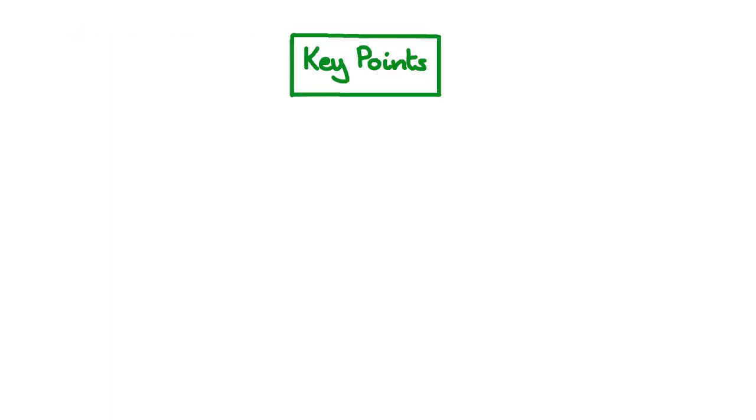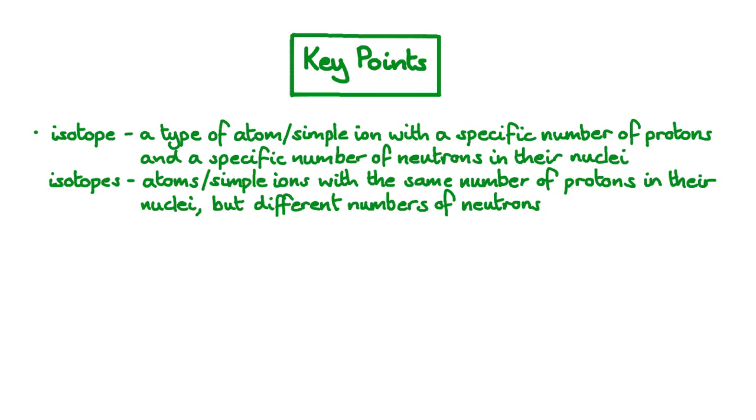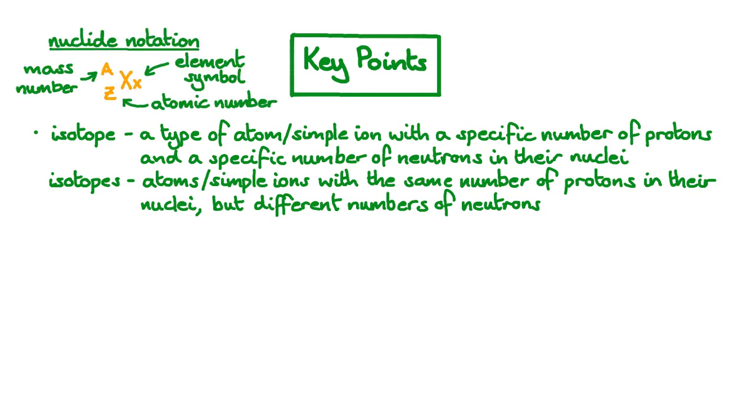Now let's have a look at the key points. Simply put, an isotope is a type of atom or simple ion with a specific number of protons and a specific number of neutrons in their nuclei. So isotopes are atoms or simple ions with the same number of protons in their nuclei but different numbers of neutrons. For example, the isotopes of carbon all have the same number of protons, 6, in their nuclei, but different numbers of neutrons. Isotopes can be represented using nuclide notation, where the mass number and atomic number are attached to the element symbol for the isotope.